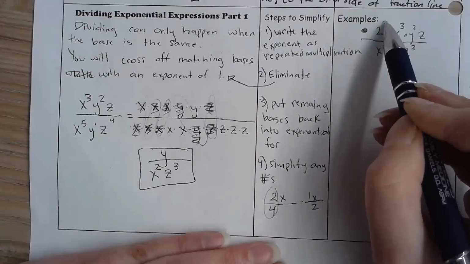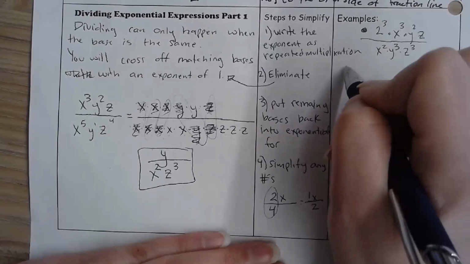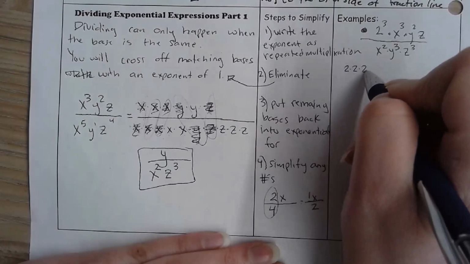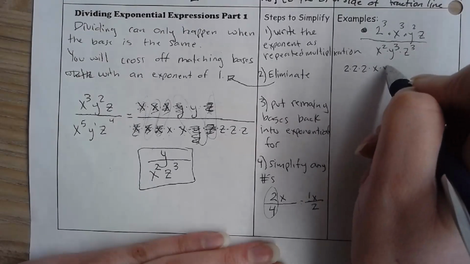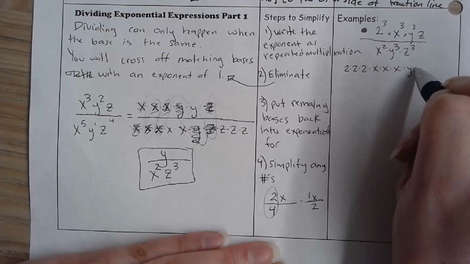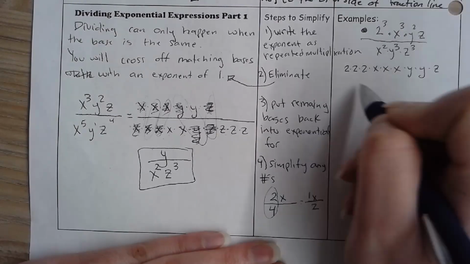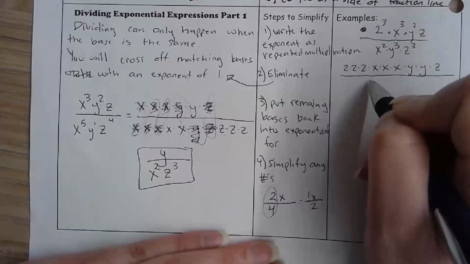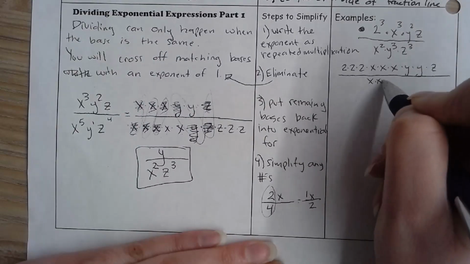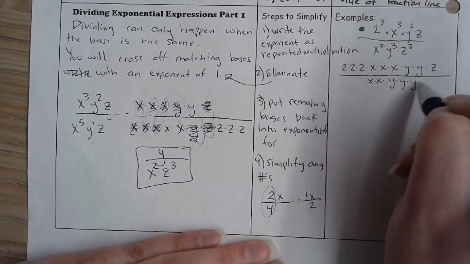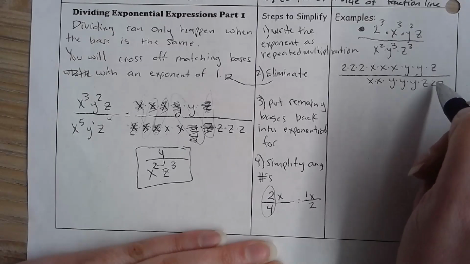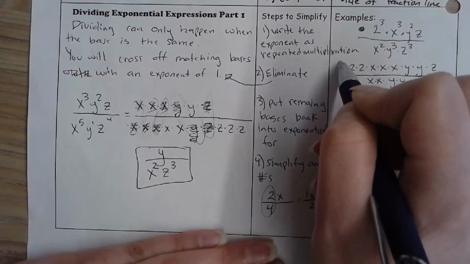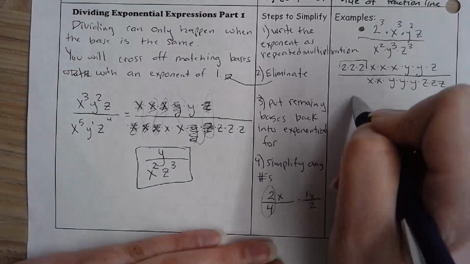So this 2 cubed we could deal with first. That's 2 times 2 times 2. Then x 3 times, y 2 times, and z once, all over 2 x's, 3 y's, and 3 z's. So we know 2 times 2 is 4 times 2 is 8.